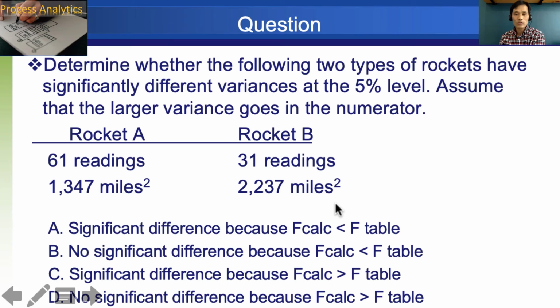So the F value is 1.66, and the rejection value is 1.82, and 1.66 is less than 1.82. Therefore, you fail to reject the null hypothesis. So the answer is B, no significant difference, because F calculated is less than F table.